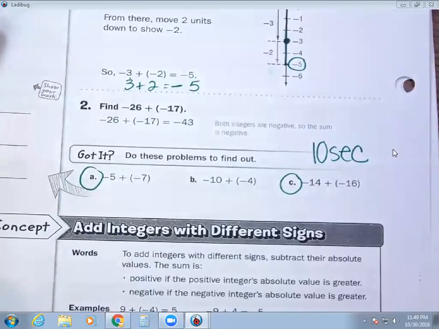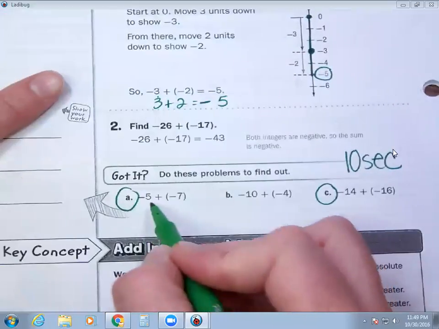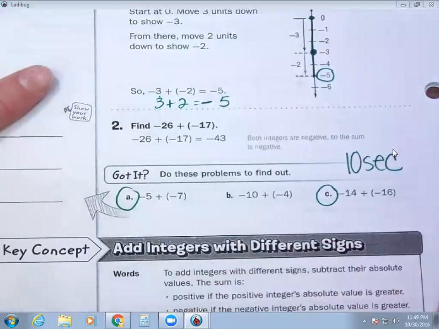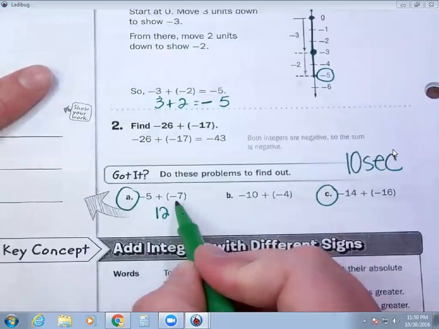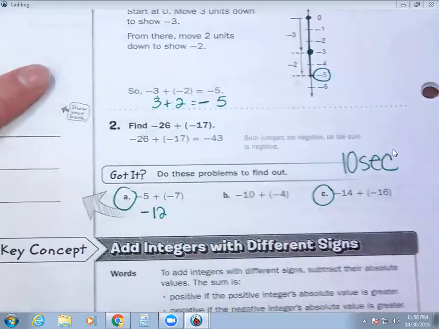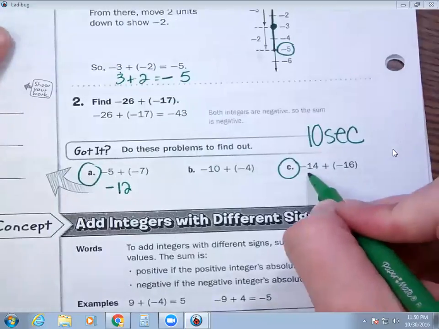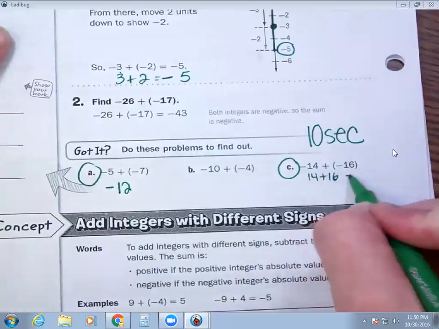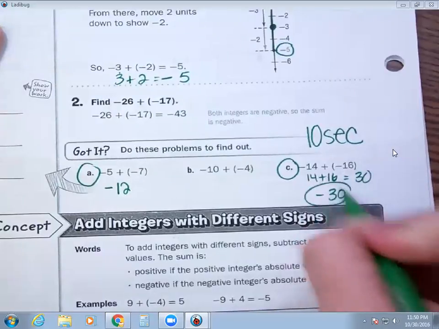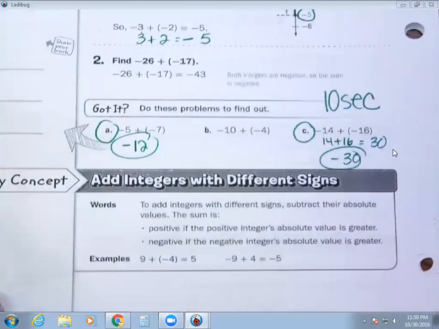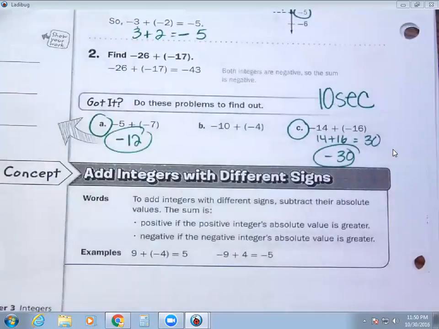All right, let's take a look. So -5 plus -7 is what? 12. And both of the signs are negative, so it's a -12. Over here, absolute value would be 14 plus 16, and that is 10, 20, 30. And they're both negative, so our answer is going to be -30. Okay, so that's the easy part. If the signs are the same, you just add them and you keep them the same.